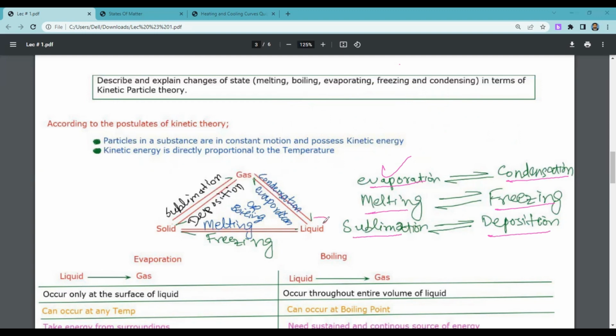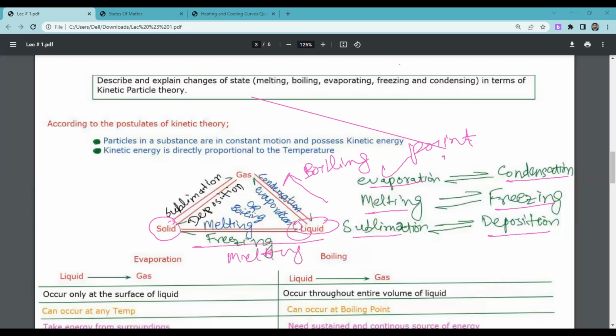When a liquid is converted into a gas at a certain temperature, this temperature is called the boiling point. Same as when a solid is converted into liquid, this temperature is called the melting point. When a liquid converts into a solid, this temperature is called the freezing temperature.